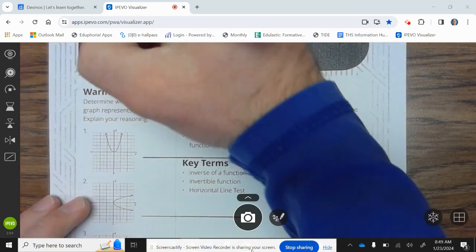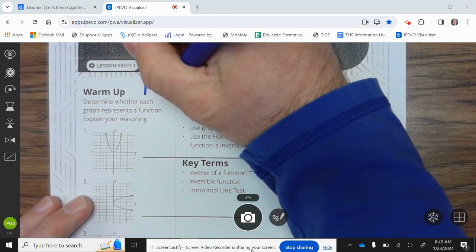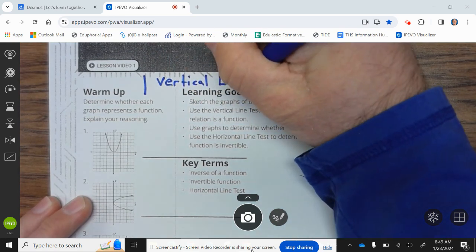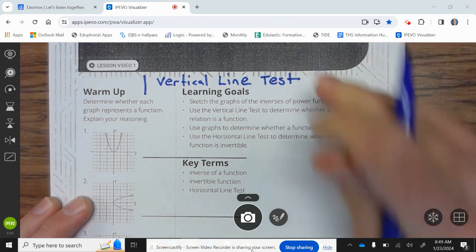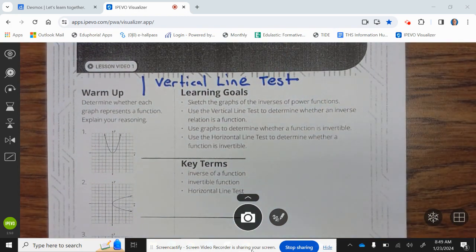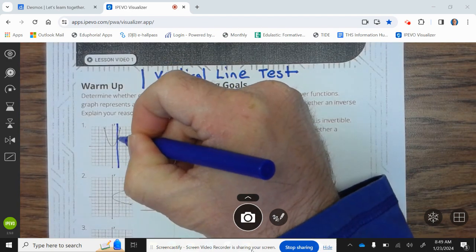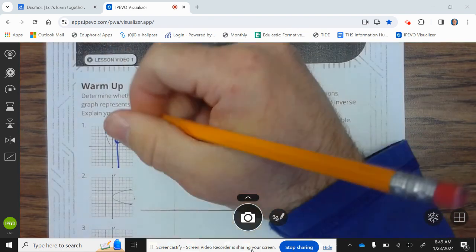So we're going to use what's called the vertical line test. Okay, so what the vertical line test is, we draw a vertical line. If it crosses the function only once, then it's a function.